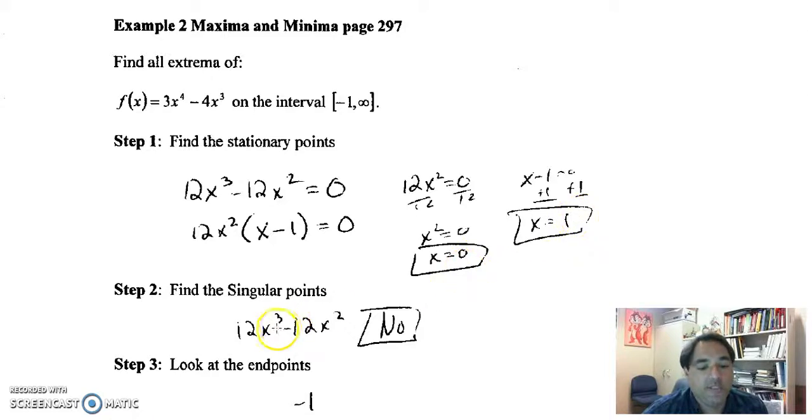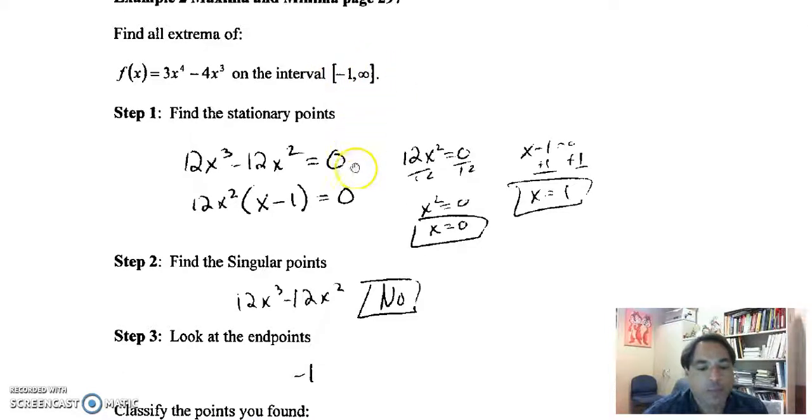For singular points, we look at the derivative, 12x cubed minus 12x squared, and we try to see if there's anything that could make it undefined. So since we're not dividing by x or anything, there are no singular points. There'll be no sharp corners or anything. And then endpoints, we look at the domain. So since it's going from -1 to infinity, we would look at -1. Infinity goes forever, so that would not be part of our endpoints.